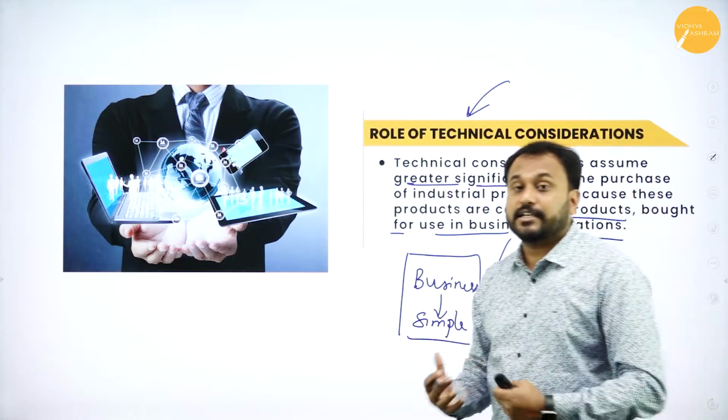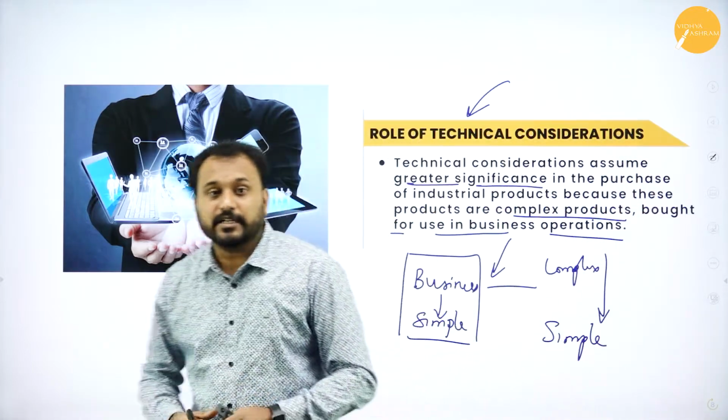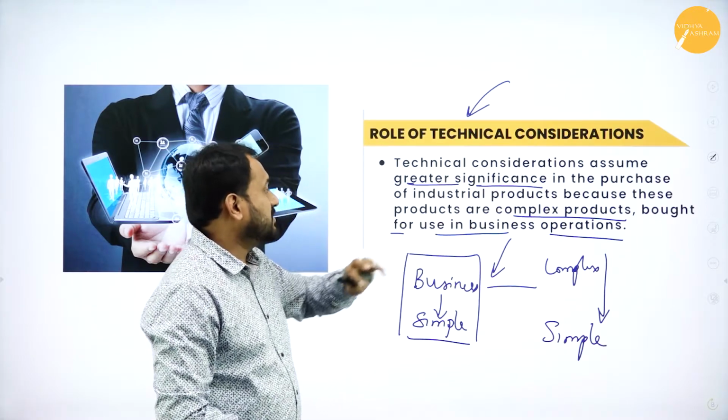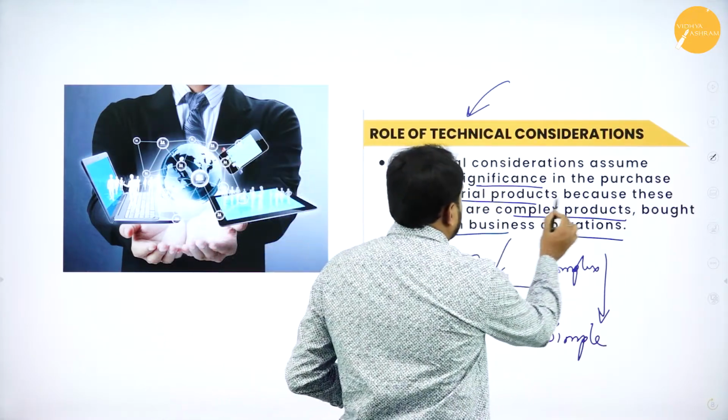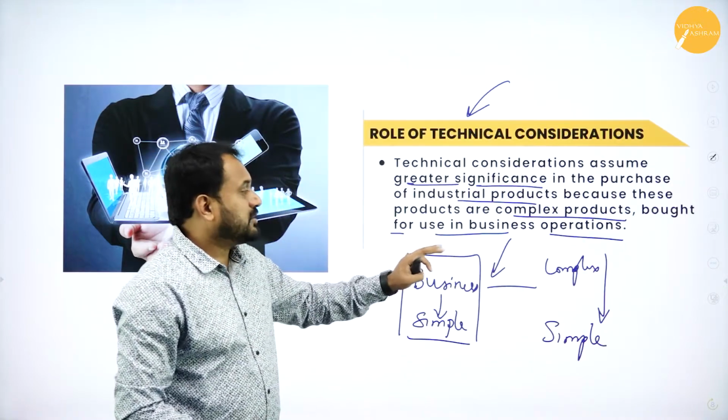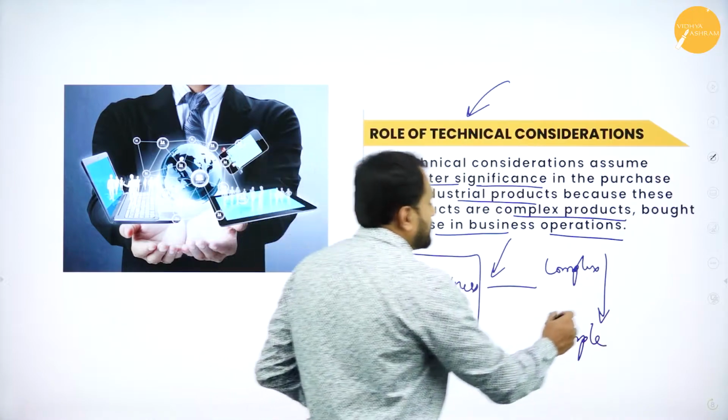So that's why many people go with industrial products, with consideration of technology. Technical consideration will always happen in the industry. I'll tell you, technical consideration assumes greater significance in the purchase of industrial products, because these products are complex products bought for the use of business operations. The minute it is complex, what do they do?